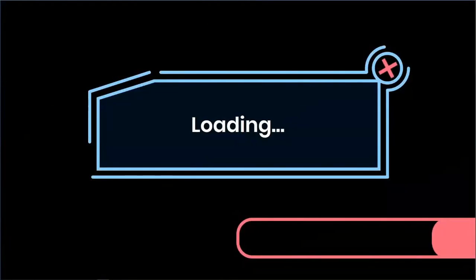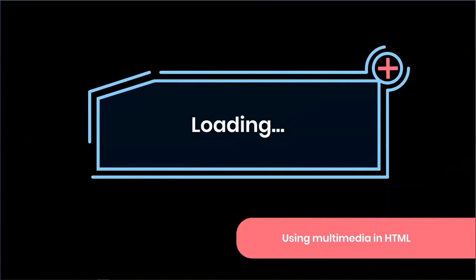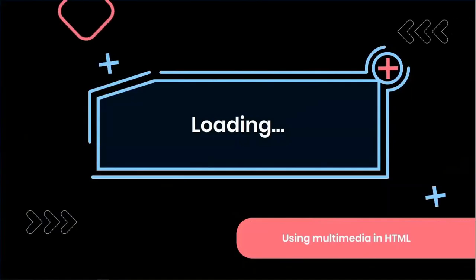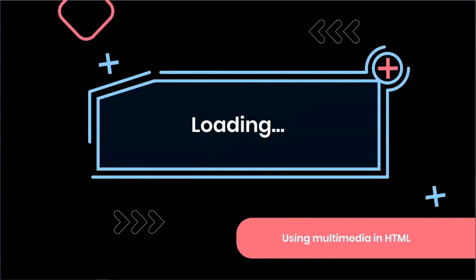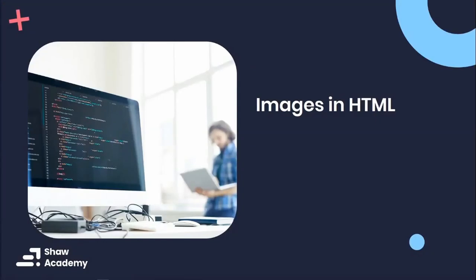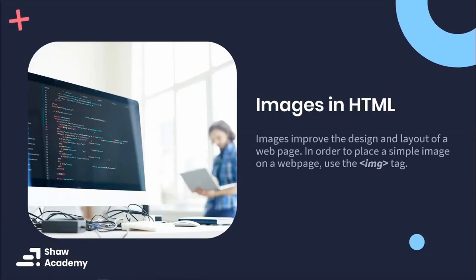Wonderful. Now let's wrap things up with our final topic, and that is using multimedia in HTML. And this includes things such as audio files, images, as well as video files. First of all, let's turn our attention to images in HTML. And many of us have seen images embedded in websites all over the web. And images essentially improve the design and the layout of your web page, depending on how you've sort of broken up the sections of your web page.